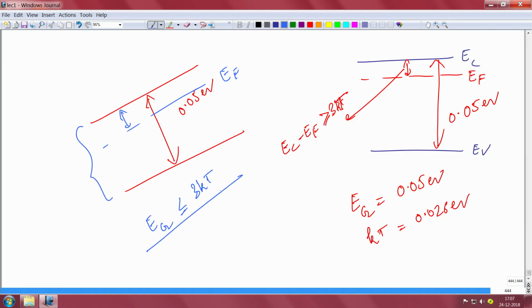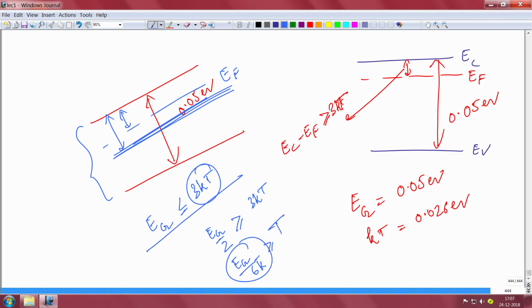At what temperature will it hold true? At that temperature where 3 kT becomes low enough such that the Fermi level can be in the middle of the gap, so that Eg by 2 has to be greater than or equal to 3 kT, because the Fermi level can be at most mid gap away from the conduction or valence band. So Eg by 6k is greater than or equal to the temperature. From this value you can find out the temperature, maybe 50 Kelvin or 40 Kelvin, whatever you will get. Below that temperature only you will be able to apply the Maxwell-Boltzmann rule.